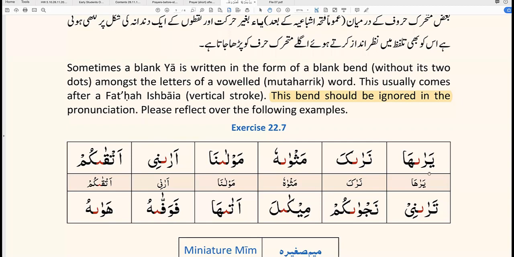Yaraha. Naraka. Mathwahu. Maulana. Arani. Atqakum. Well done. Your cough was very, very nice.